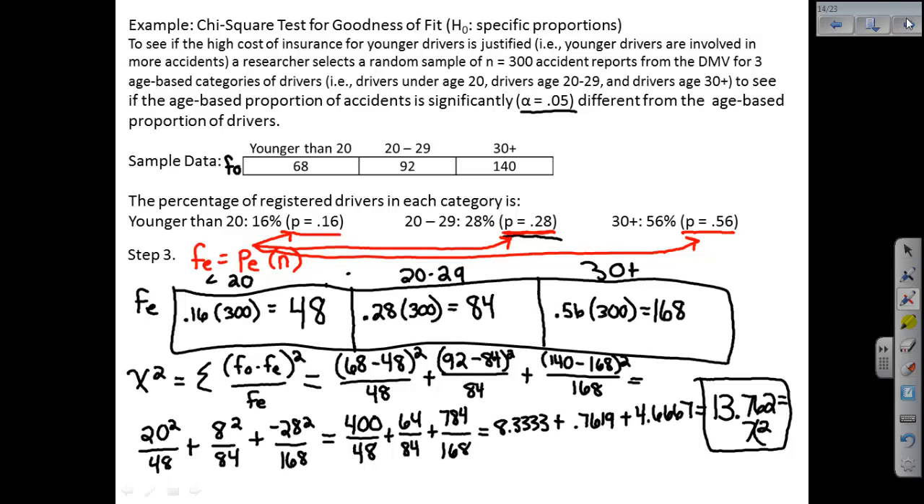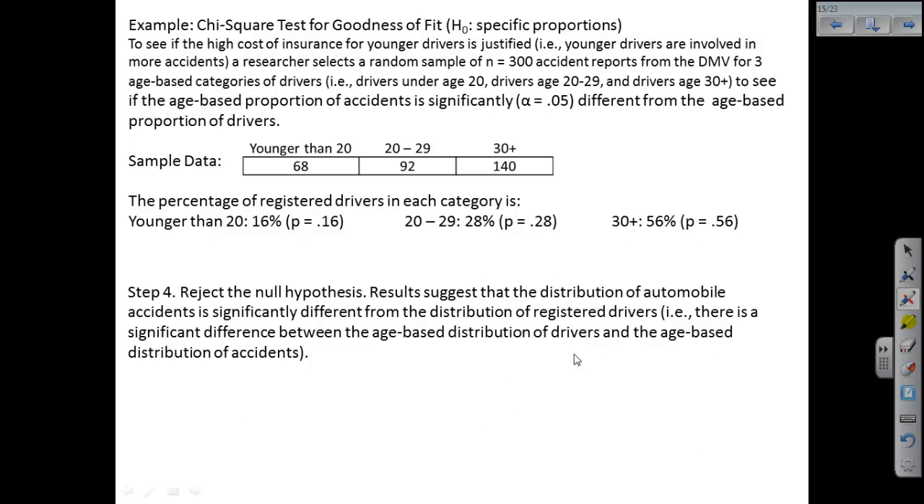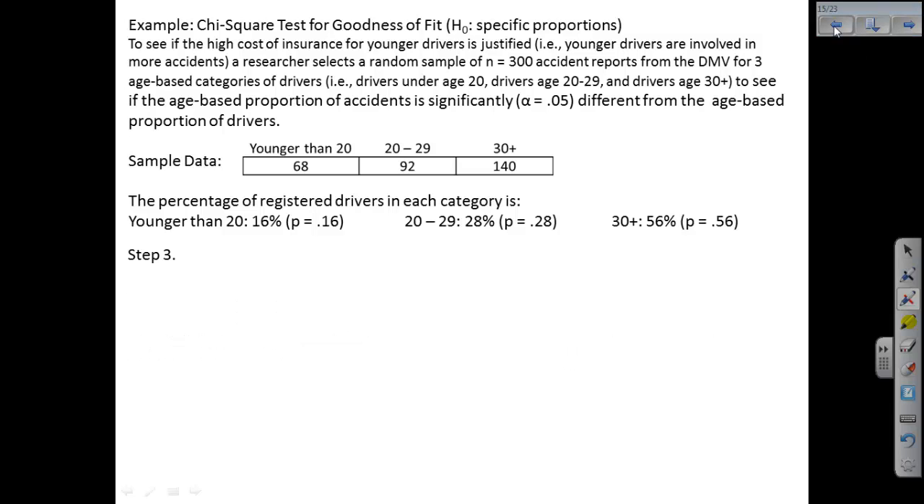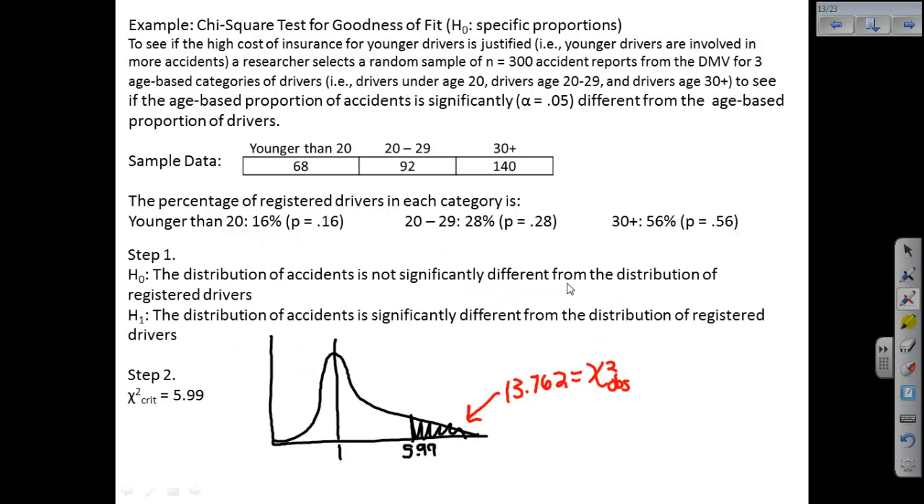So we would reject the null, and we would say that results suggest that the distribution of accidents is significantly different from the distribution of registered drivers. A better way to say it is that there's a significant difference between the age-based distribution of drivers and the age-based distribution of accidents. You could simply repeat your alternative hypothesis, but it's nice to include that this is an age-based distribution.